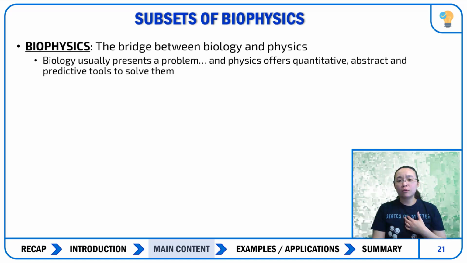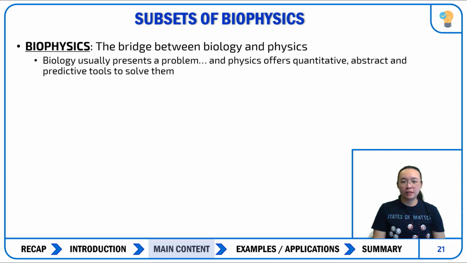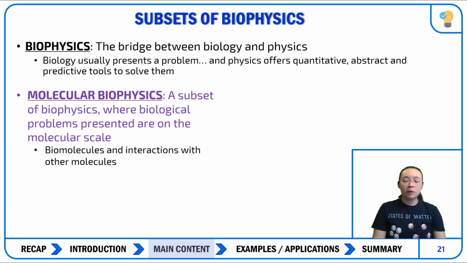So first, I want to go through the subsets of biophysics. We should probably know the difference between molecular and cellular biophysics before we proceed, just so we know what this course is about. So let's start with biophysics. Biophysics, as you've probably guessed, is the bridge between biology and physics. Biology usually presents a problem that we have to solve, and physics provides the quantitative tools, both abstract and predictive tools, to solve them. So molecular biophysics is a subset of biophysics where biological problems presented are on the molecular scale.